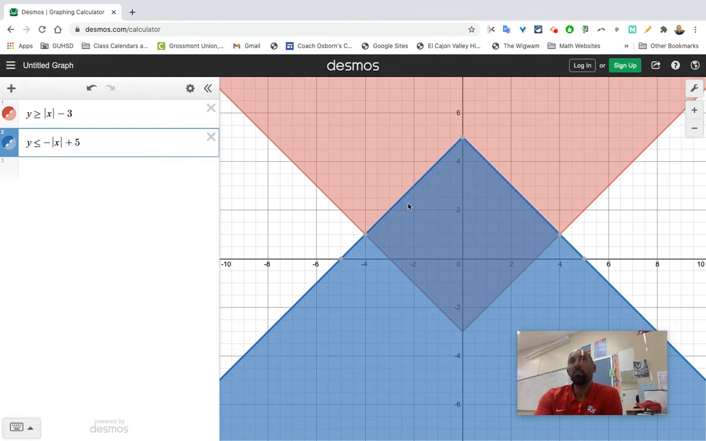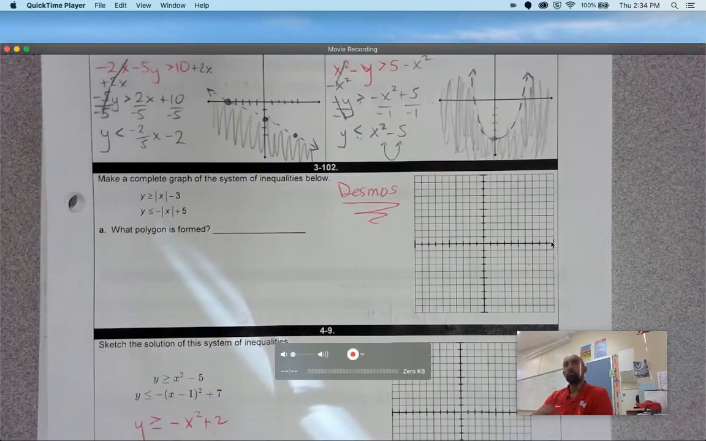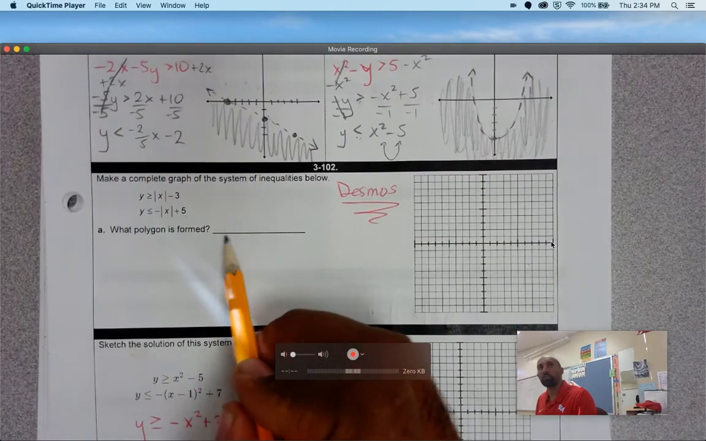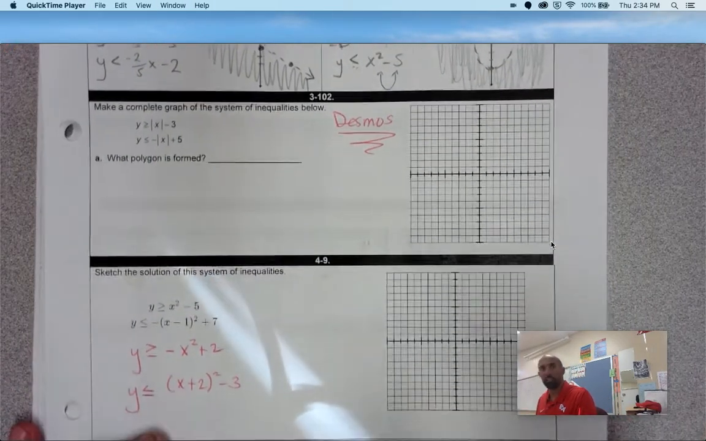So what you're going to do is take some of these solid points that are whole numbers, graph those, and use that to fill in your graph for the rest of that problem. Okay, and then you're going to describe what is the shape that is formed from that. So you guys answer that question.